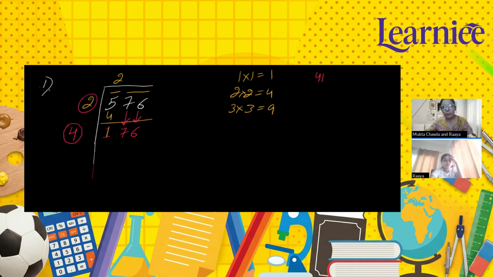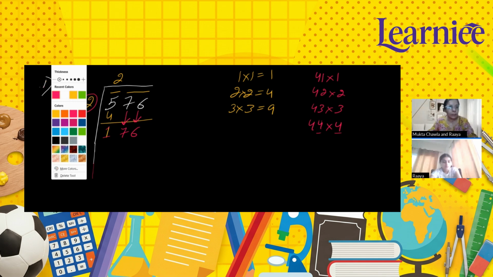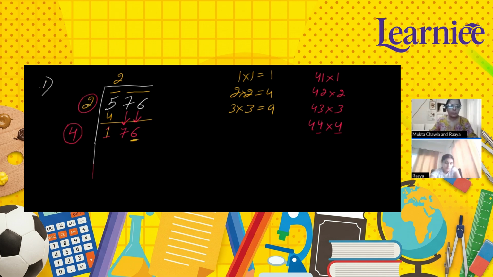Now we check which number I should multiply: 41 ones are, 42 twos are, 43 threes are, 44 fours are. We know that if I multiply 4 with 4, I get the unit digit 6. From this I can take a hint, since the unit place digit is 6. So let's try 44 fours are. 4 fours are 16. Since I'm writing 4 in the divisor, I'll write 4 in the quotient also. Understood? So we got 176.